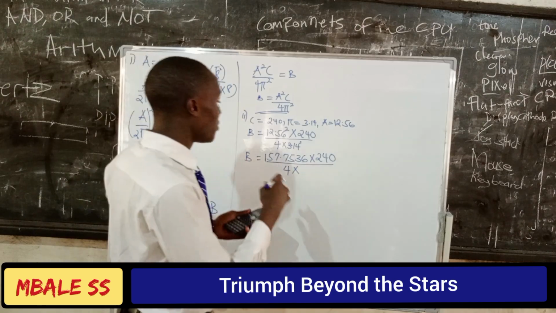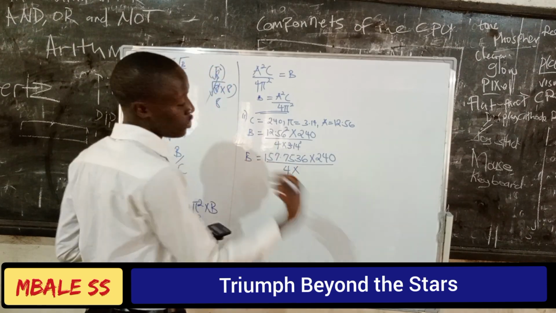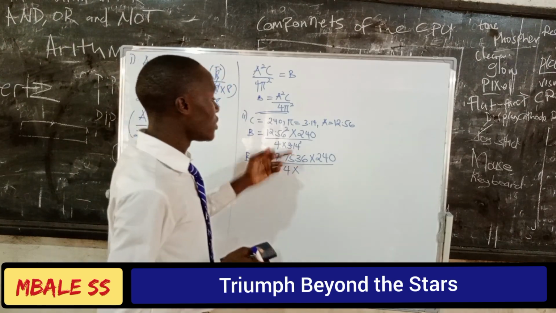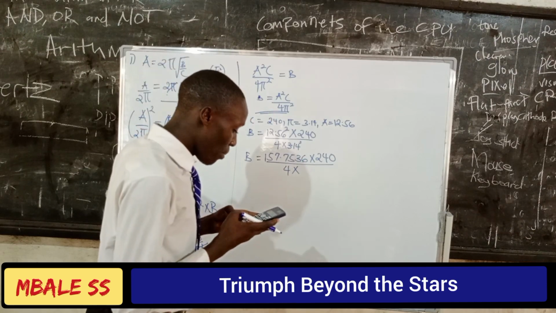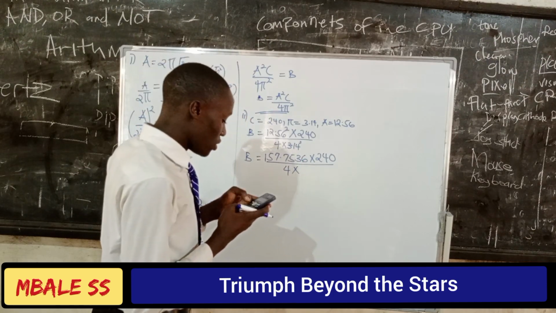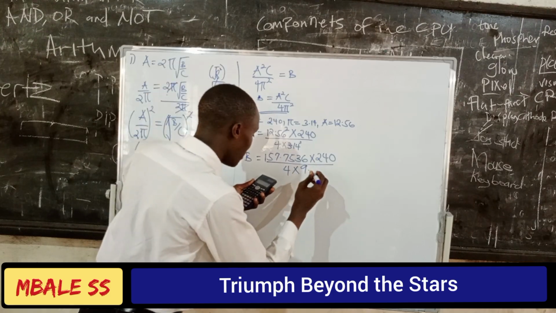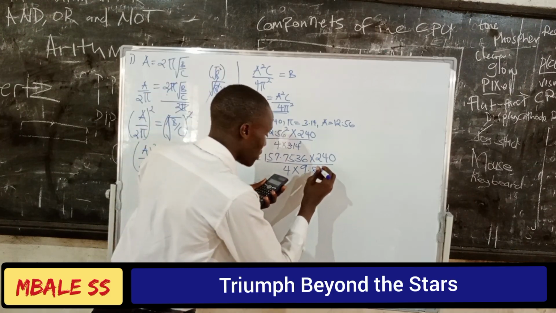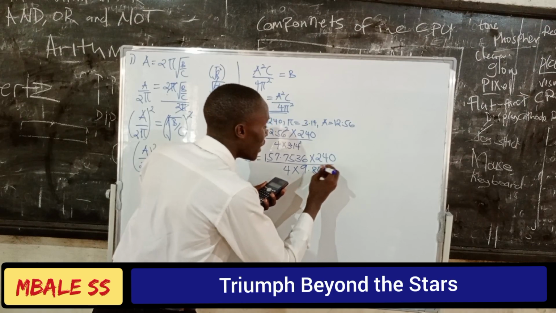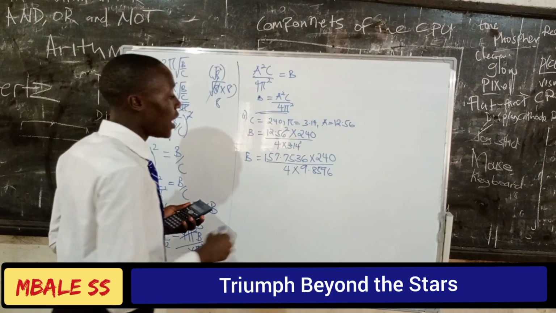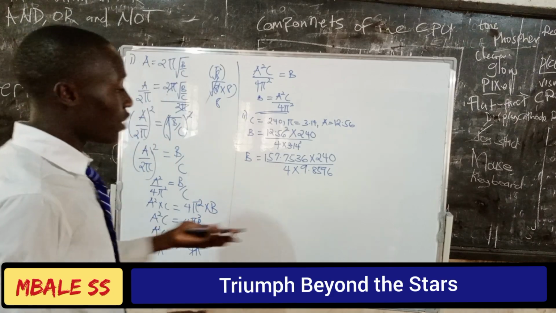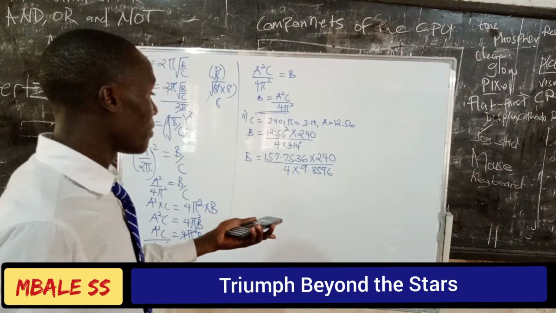This one can also do the same. We square it, or we can just use the calculator. I prefer using the calculator in this case, and it will be 3.14 squared, which will give us 9.8596. Okay. Then if there are factors that you can reduce in this case, you can reduce them.